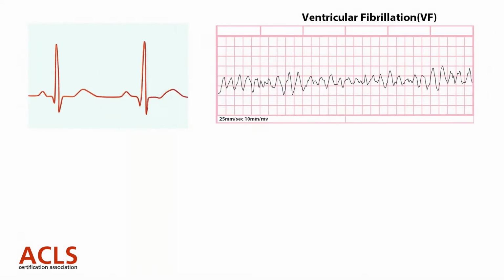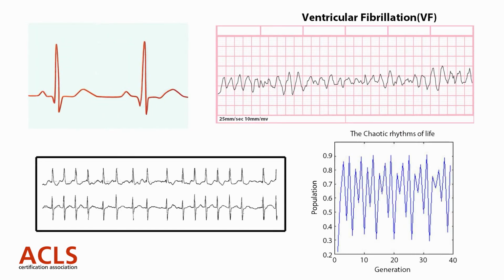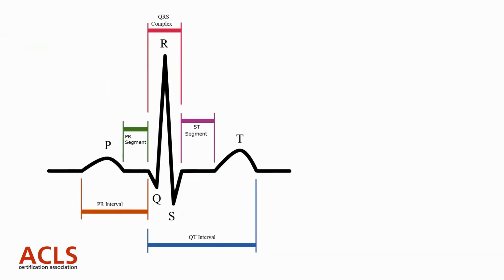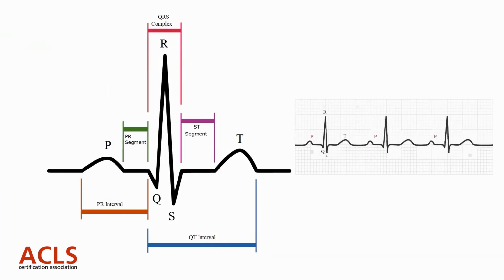The heart rate in ventricular fibrillation is very rapid and chaotic. The QRS complex cannot be appreciated. Likewise, the P wave is absent.